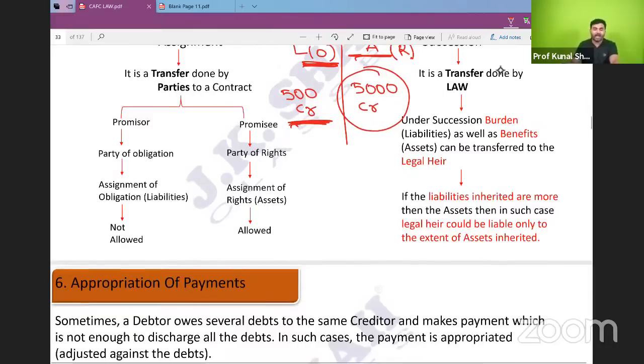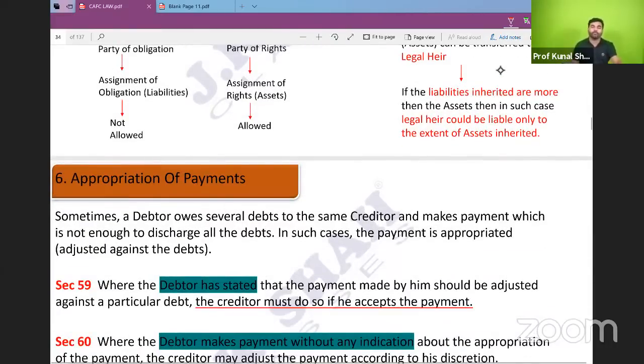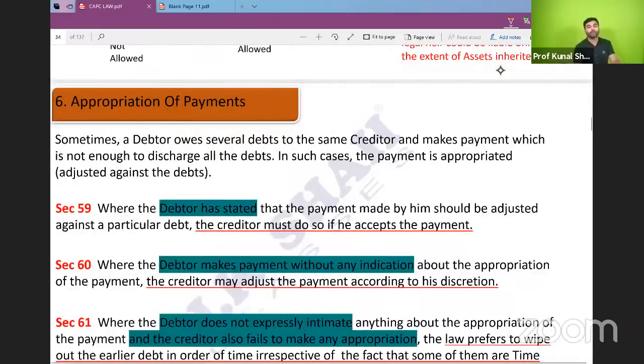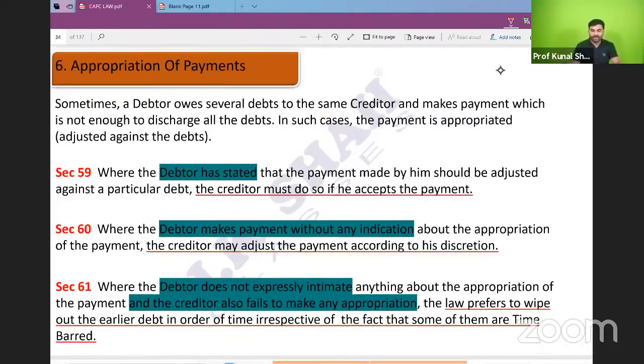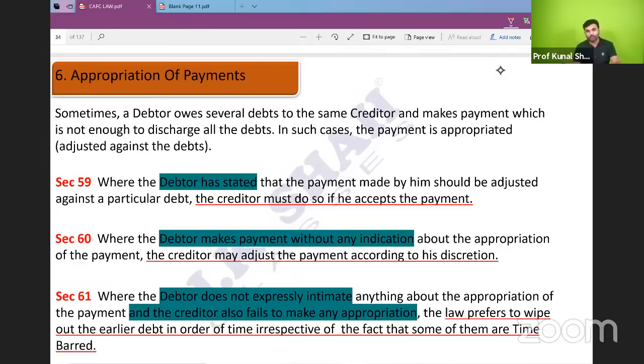Let us go on to the last topic under Roman number 4, which talks about appropriation of payments. Another word for the same is application of payments, or you can also see it as Clayton's rule. Yes, it was Mr. Clayton who made this rule of appropriation.